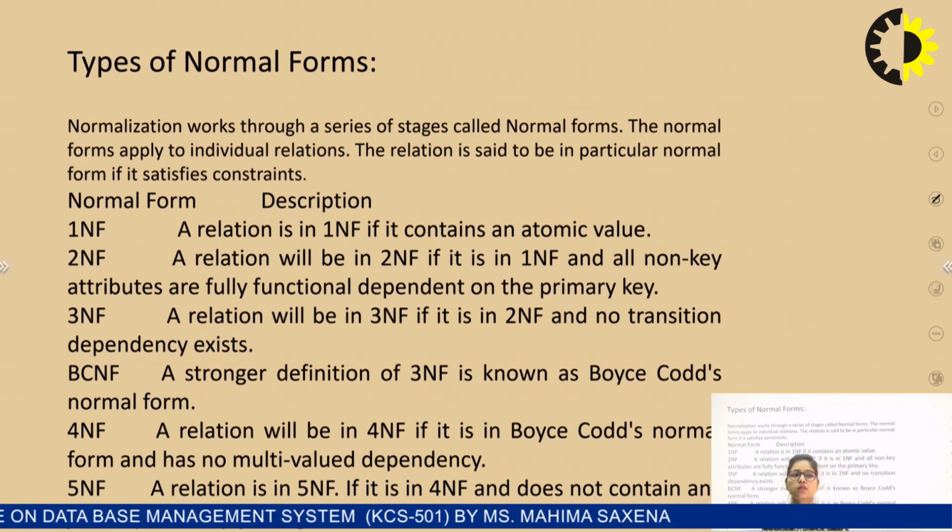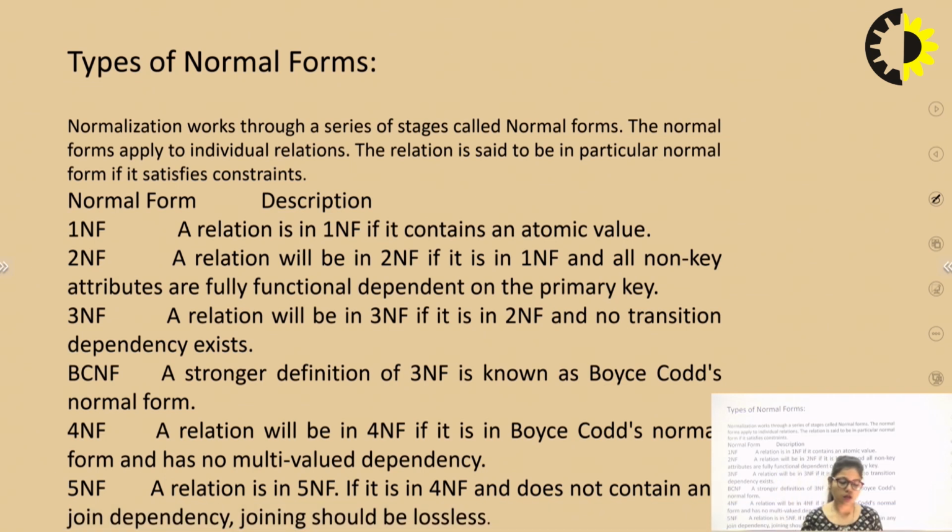The second one is 2NF. A relation will be in 2NF if it is in 1NF and all non-key attributes are fully functionally dependent on the primary key. Basically, in 2NF, partial functional dependency is not allowed. Now, what is partial functional dependency? First of all, we have a primary key.